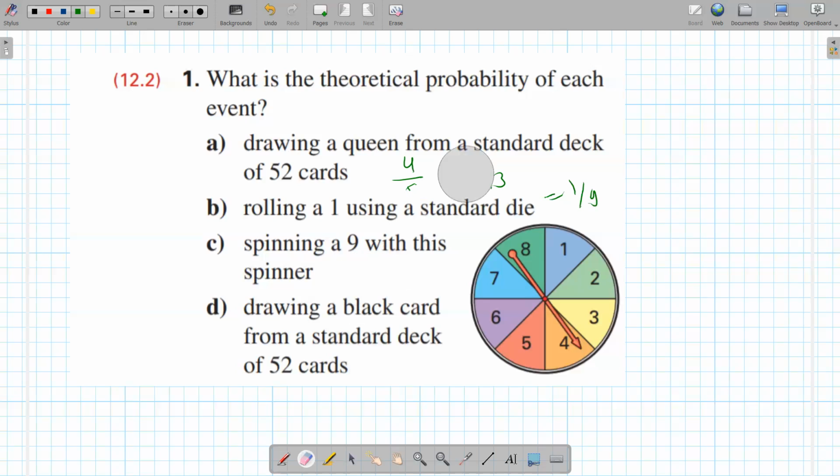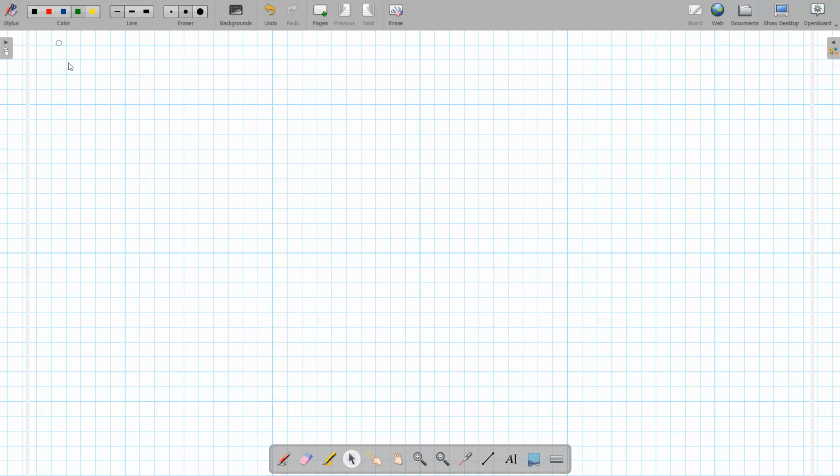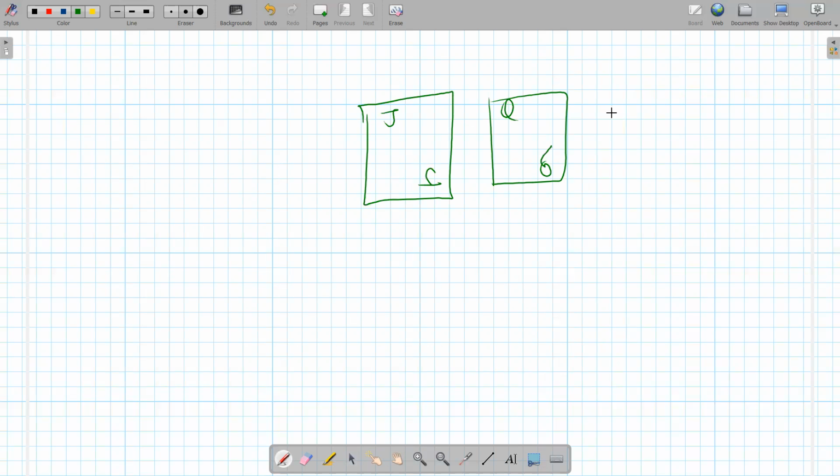From a standard deck, there are something called face cards, and those are the jacks, not the joker. I write this upside down. And then you have the queen, and then you have the king. These are called face cards. Ace is not a face card. There's no face on the ace. On jack, queen, and king, they have faces.